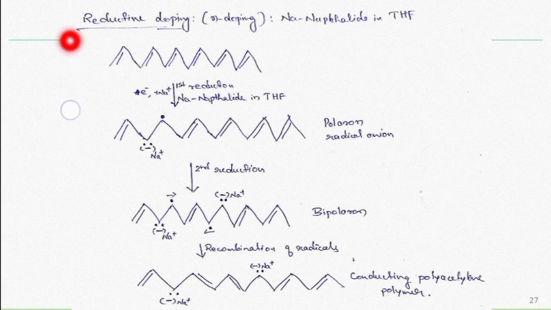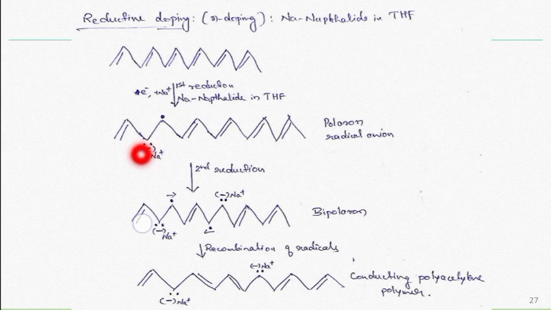Another type of doping is reductive doping, that is n-type doping. What is n-type doping? Negative hole type of doping. For this, what reagent is used? Sodium naphthalide. It is dissolved in THF. Okay, so sodium naphthalide is treated with this polymer, and sodium naphthalide is a reducing agent. Okay, it will supply electrons to the polymers.